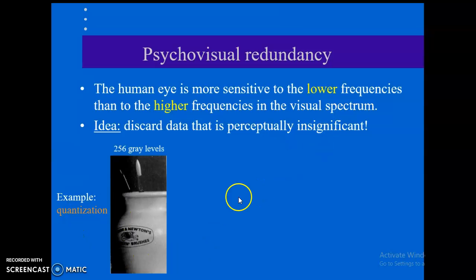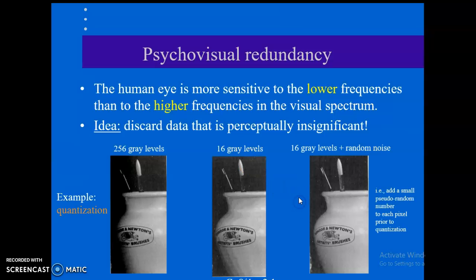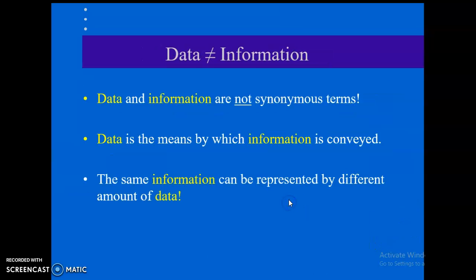Example: quantization. 256 gray levels. 16 gray levels. 16 gray levels plus random noise, that is, add a small pseudo random number to each pixel prior to quantization. Here the 256 levels is better than the 16 levels, and the 16 levels with randomness is in between.